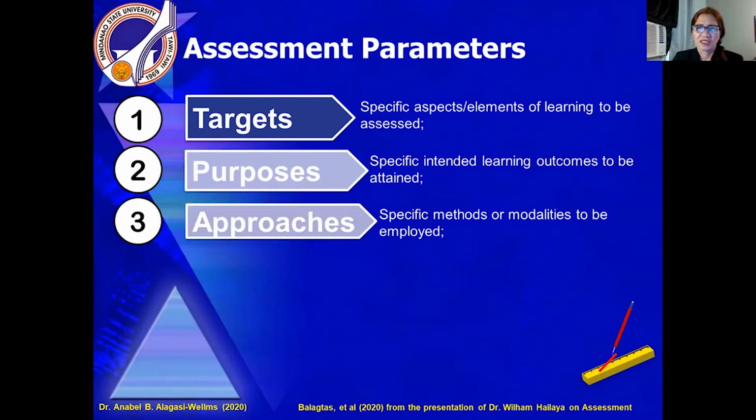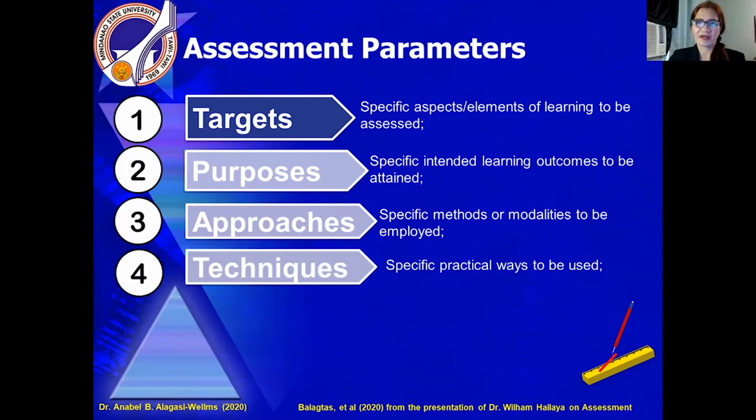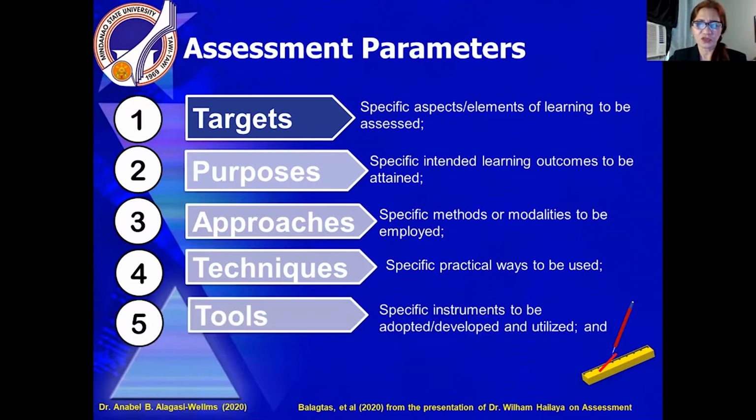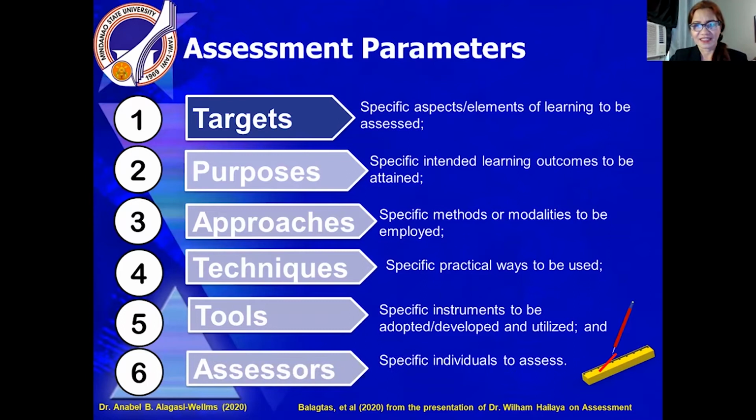And then the approach. When you give a test, you should know what specific method or modalities you're going to employ in your test, whether you will be giving a traditional paper and pencil test or a portfolio or the overall performance of your students. You should be able to know that. Another parameter is the technique. These techniques are specific practical ways to be used in giving a test, in trying to assess the performance of your students. We will talk about this one by one later. And the tools. These are specific instruments to be adopted, developed, and utilized in giving a test. And of course, the assessors, the persons who will be assessing, you, the teachers. So these are the parameters.